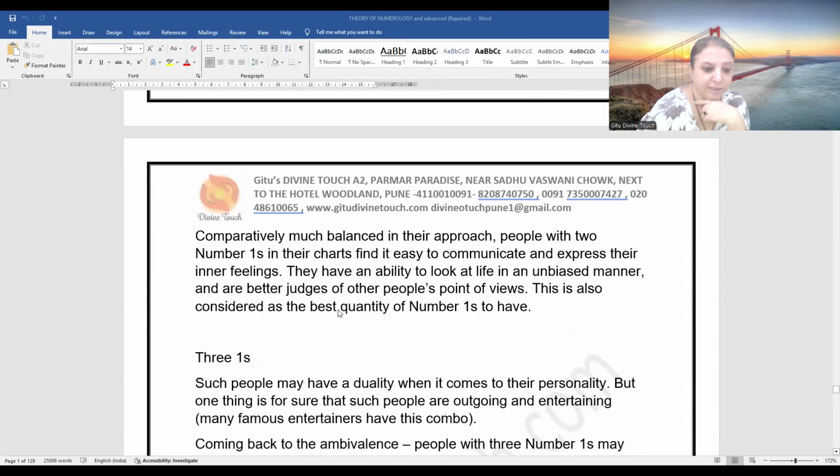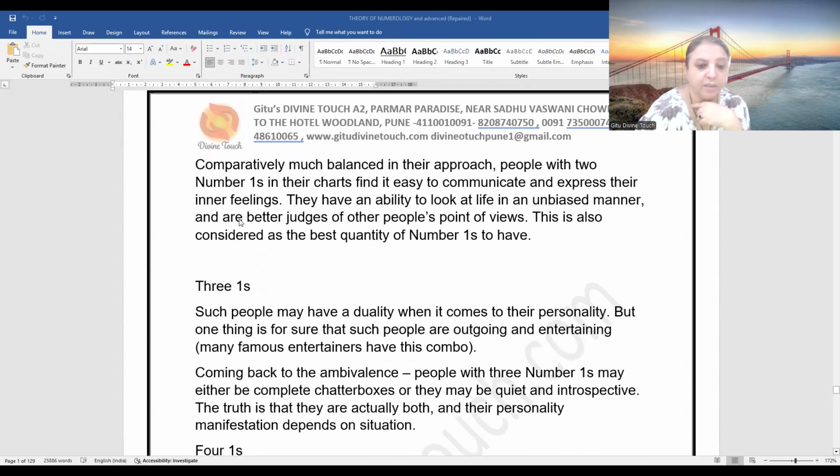If two 1s are there, they are comparatively much more balanced in their approach. So one number 1 is not good at expressing inner feelings. Two 1s, it is easy for them to communicate. They have an ability to look at life in an unbiased manner and are better judges of other people's points of view. This is also considered the best quantity of number ones to have.